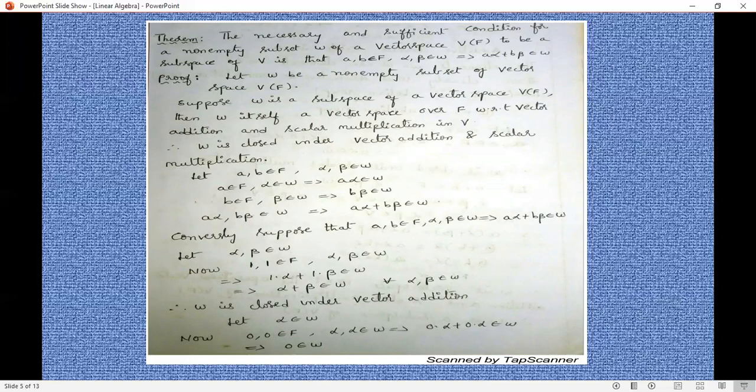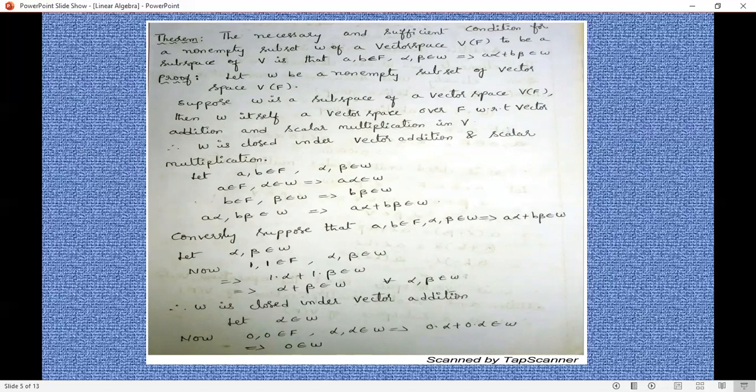What we have to prove now? a alpha plus b beta belongs to W for all a, b belongs to F, alpha, beta belongs to W. Listen carefully. Therefore, W itself is a vector space implies W is closed under vector addition and scalar multiplication. Let a, b belongs to F, alpha, beta belongs to W. Listen carefully to what we are considering. Now we have to take a in F and alpha in W.